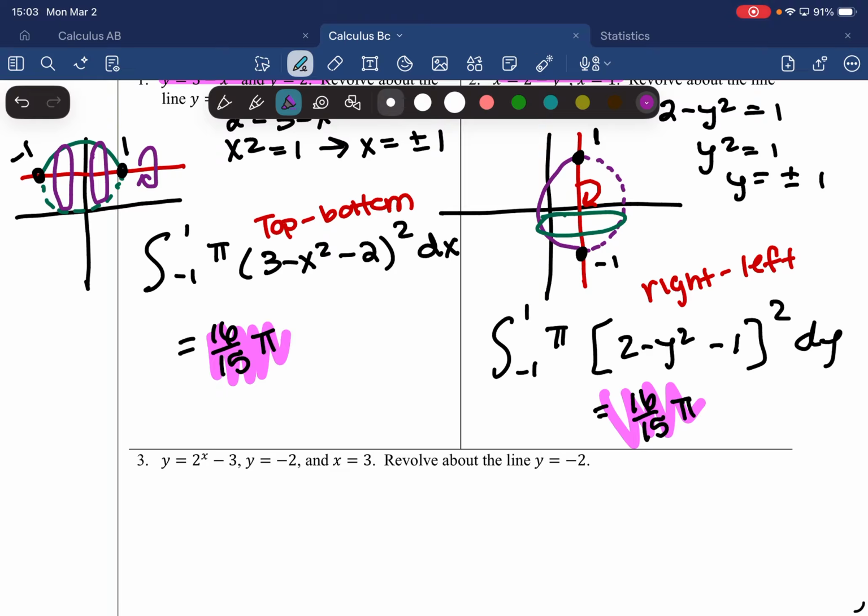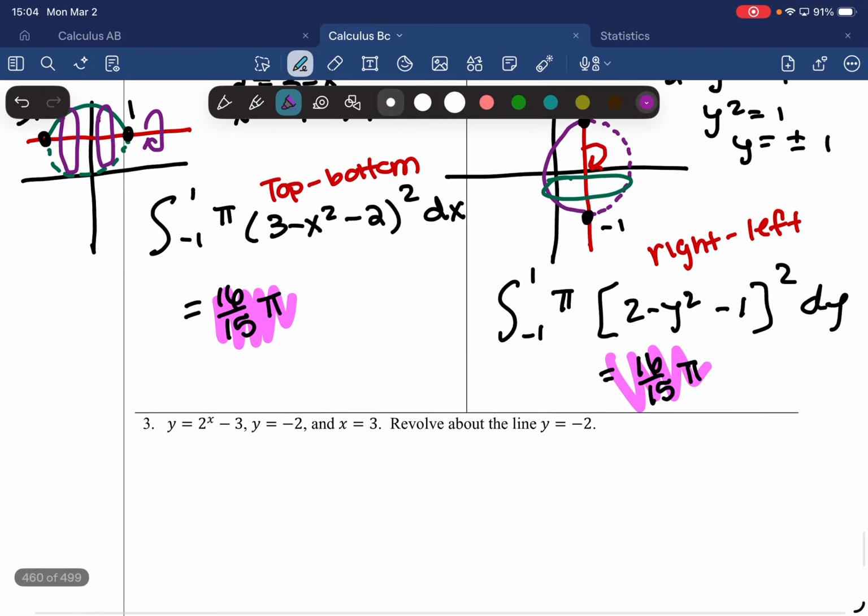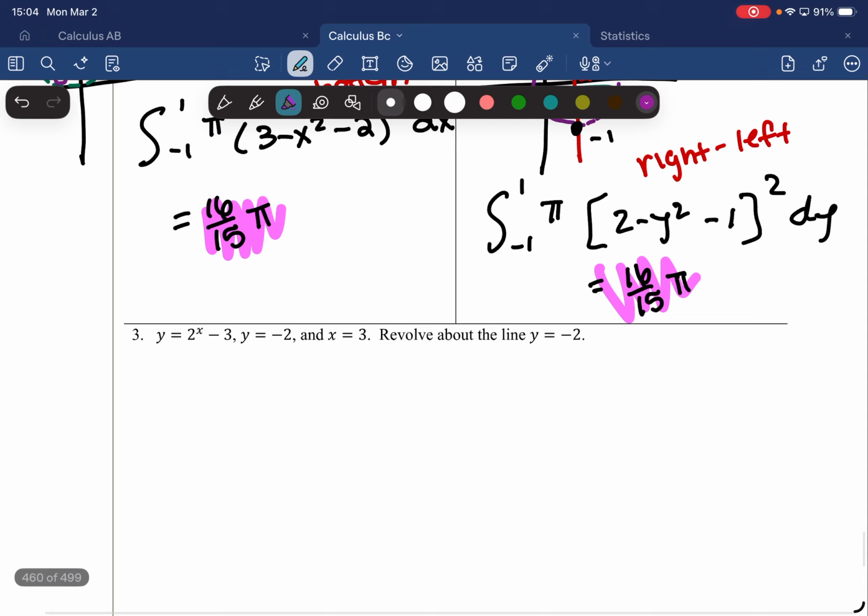Yes? Wait, how is 2 minus y to the second the right function? Because we're looking at the entire function, including the mirror. Oh, okay. Yeah, that was my bad. I phrased it wrong in the beginning. Okay, any other questions before we look at 3?